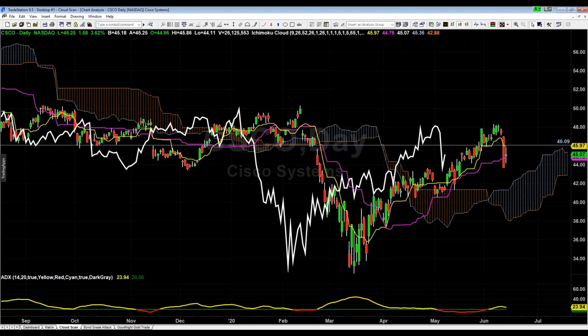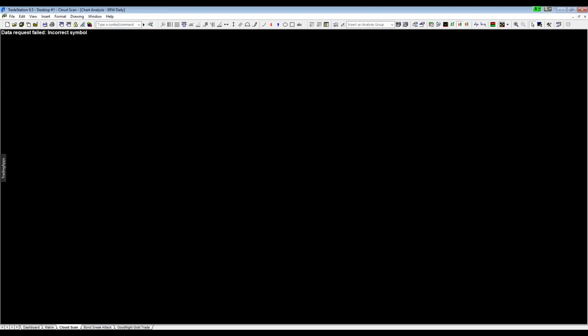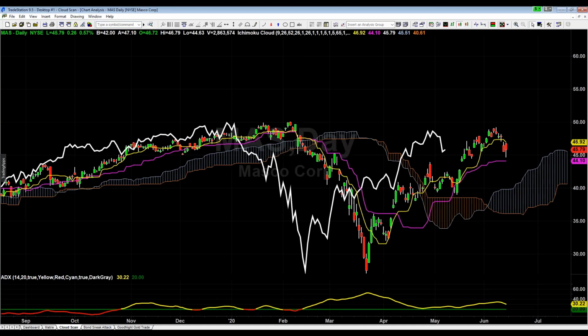CSCO. All right, it closed back above the turning line, probably going to the standard line at 45.97. Me personally, I would let it close above 45, get long there, and then target 52. ERW, I probably typed it in wrong. MAS, good long, stop 44, target 55.